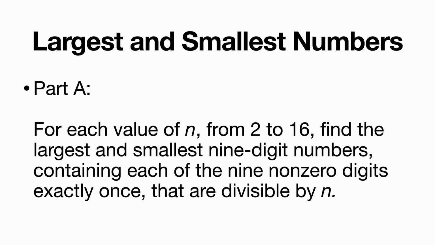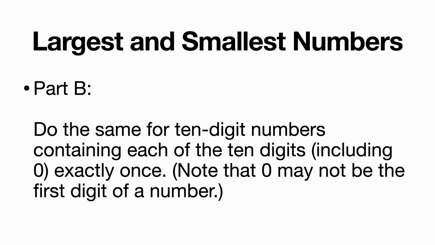So something like 1, 2, 3, 4, 5, 6, 7, 8, 9 is a 9-digit number using each digit exactly once, but 1, 2, 2, 3, 4, 5, 6, 7, 8 isn't because 2 is repeated, and 1, 0, 3, 4, 5, 6, 7, 8, 9 isn't because you aren't allowed to use 0. Part B is to do the same thing for 10-digit numbers containing each of the 10 digits, including 0, exactly once. And note that 0 can't be the first digit of a number.